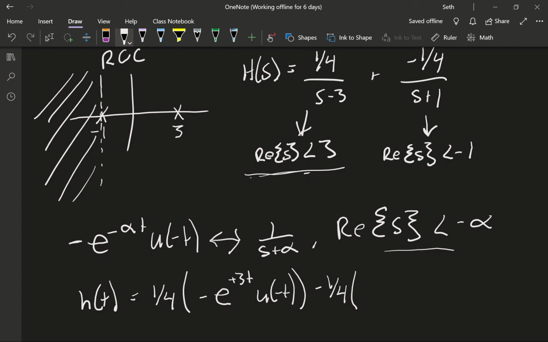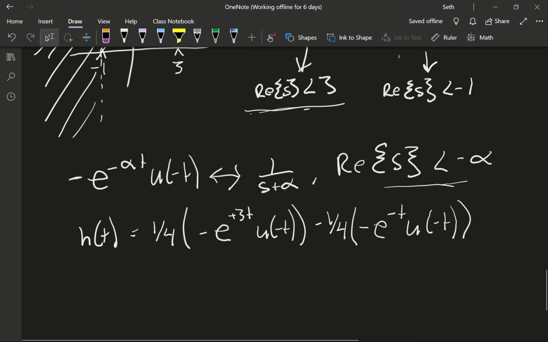We go here, the real part of s is less than minus 1. In this case, alpha is 1, so we go here, real part of s is less than minus 1. That's good, the condition is met. So we get minus e, alpha is 1, minus t, u(-t). There we go. That's the final answer for D. This was number 9 on the practice final. I'll see you in the next video.